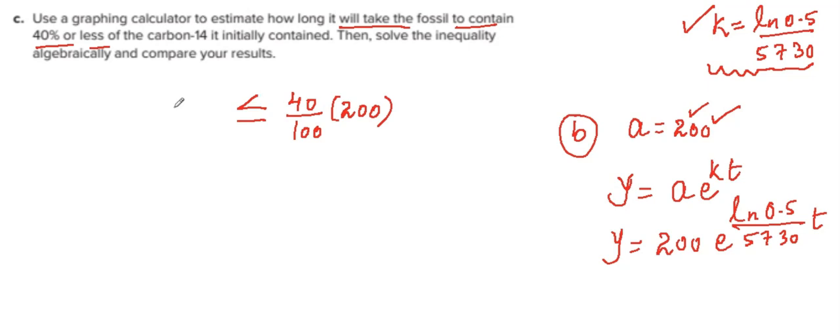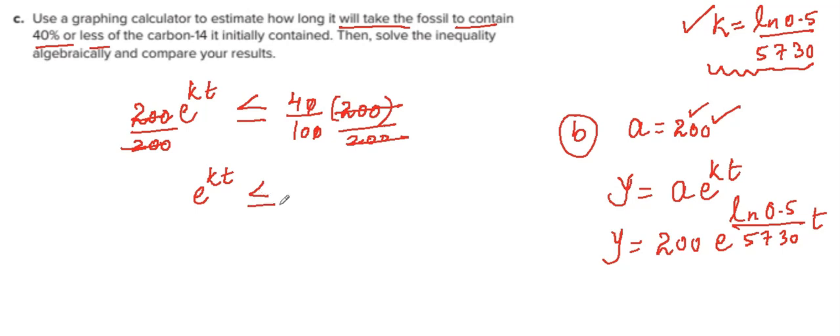So for y, what are we going to write? A e power kt. A also we have, A is 200. So 200 times 0.4, less than or equal to 200 e^(kt). How you can solve this question is easy. Just divide by 200 on both sides, so 200 and 200 cancel out. What is left? We are left with e^(kt) less than or equal to 0.4, since 4 over 10 is 0.4. We will substitute the value of k later.